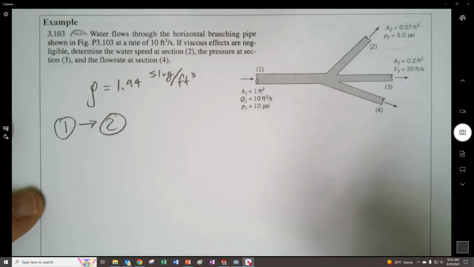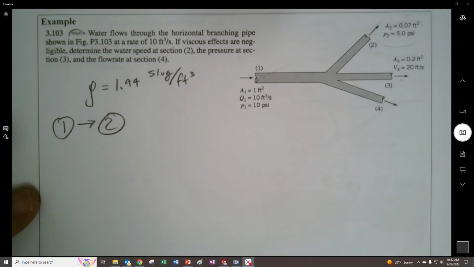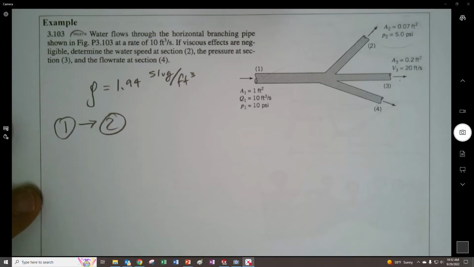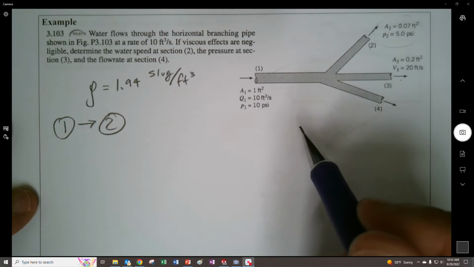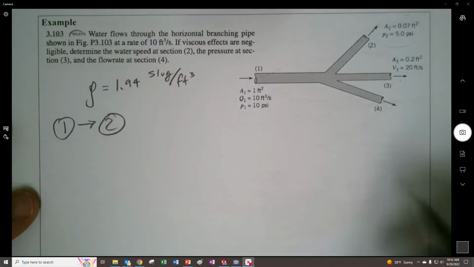And in an engineering problem, any engineering problem, if you don't immediately know the procedure to get there, just try something and see where you end up, and then kind of reevaluate. So 1 to 2 sounds like a good place to start.